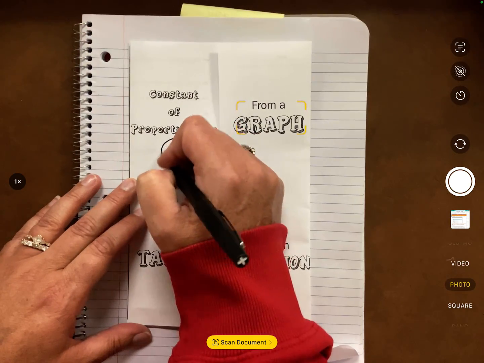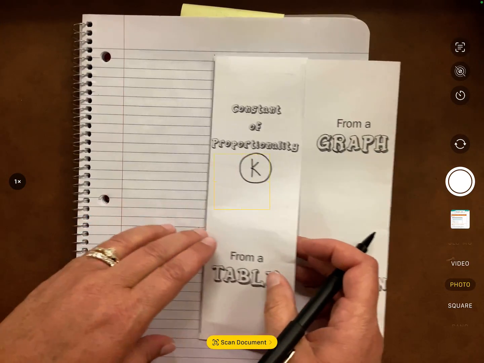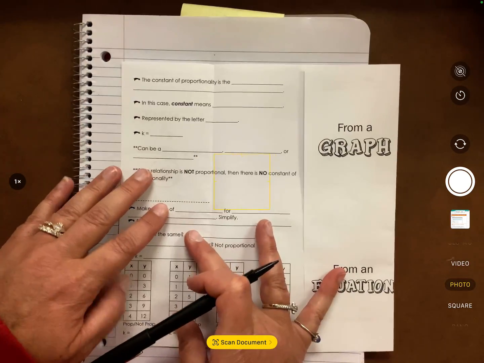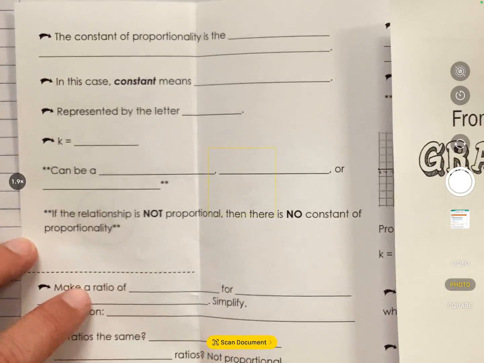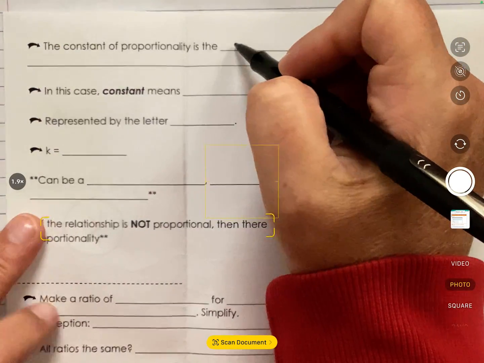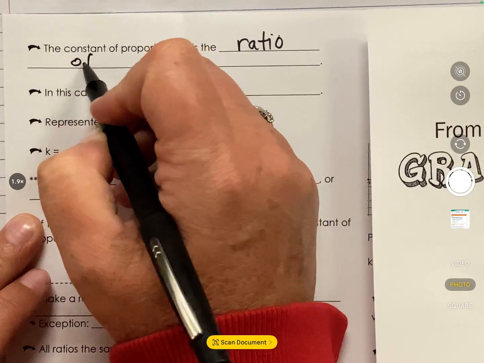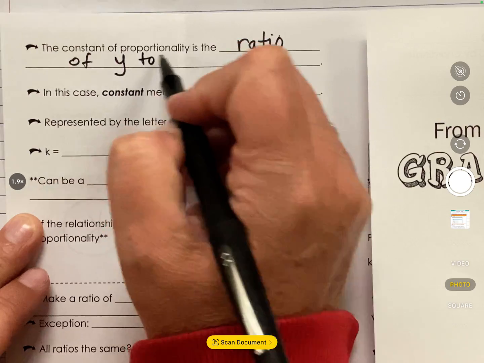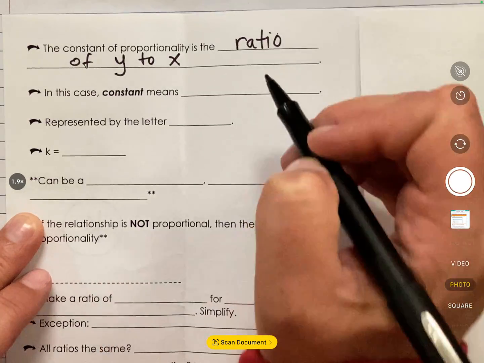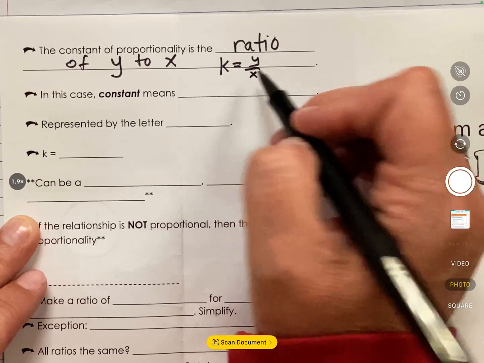Constant of proportionality we know is the letter K. Please write that on the front, and then let's go inside to do this first one about constant of proportionality. Let me zoom in here. The constant of proportionality is the ratio of y to x. We can also write it as K equals y over x.